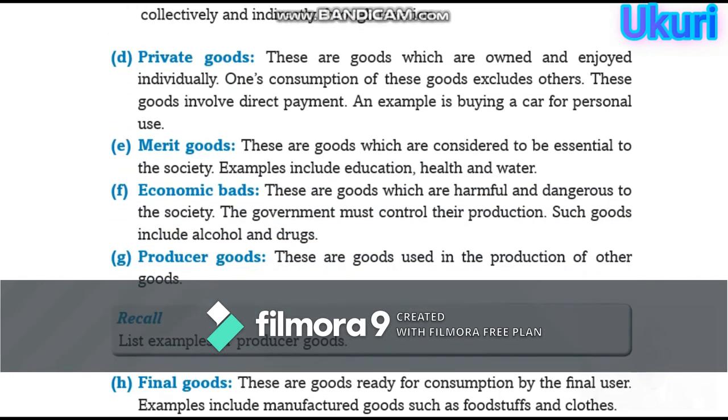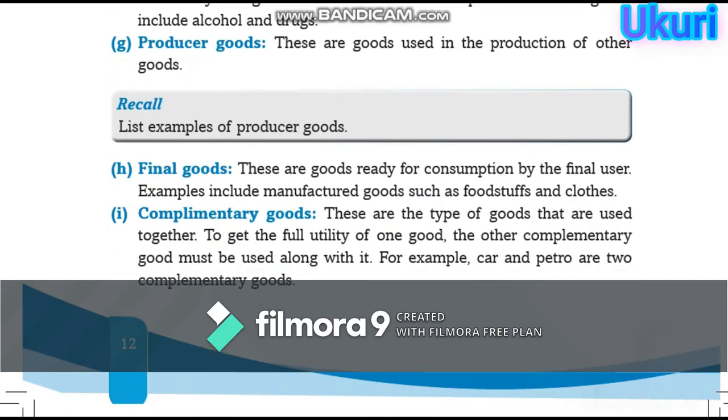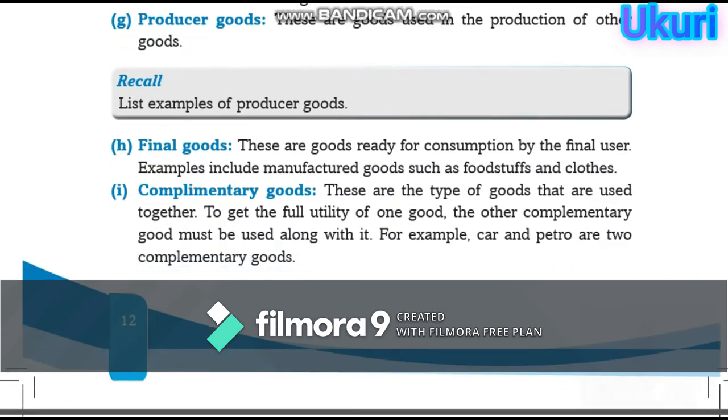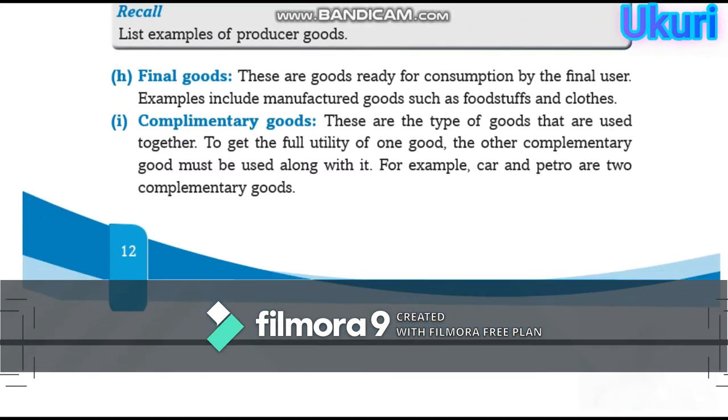Now, final goods. These are goods ready for consumption by the final user. Examples include manufactured goods such as foodstuff and clothes. Final goods, ngerageje kwishyira mu Kinyarwanda, these are goods ready for consumption. Izi ni za goods zageze ku isoko ugenda ugahaha. Those are what we call final goods, zavuye mu nganda barazikora zigera ku isoko. Nk'urugero, hari manufactured goods zaciye mu nganda, such as foodstuff, nk'ibyo kurya cyangwa se imyenda.